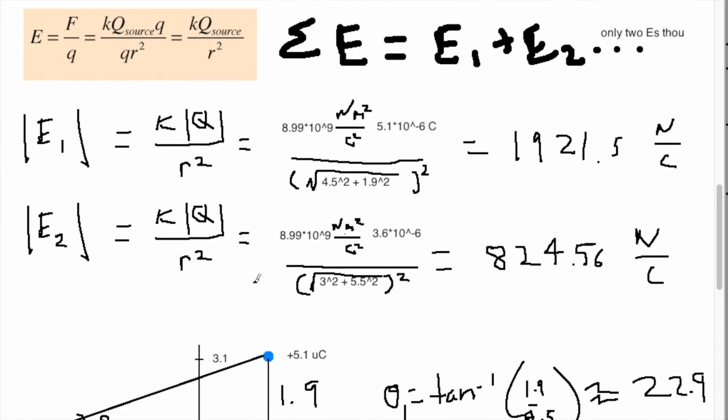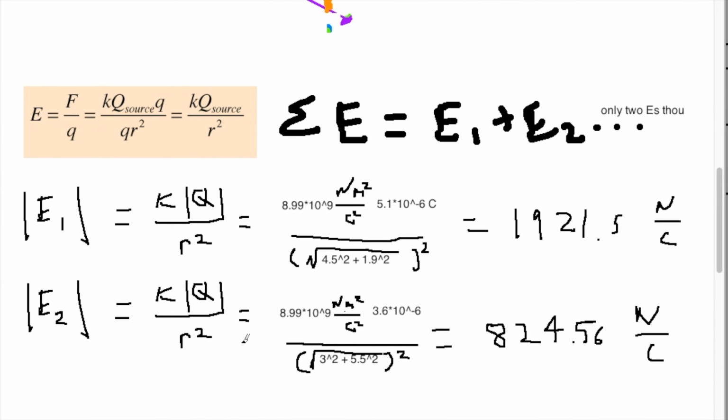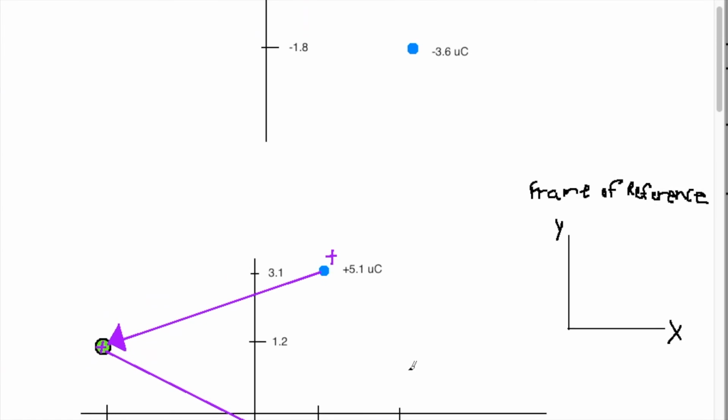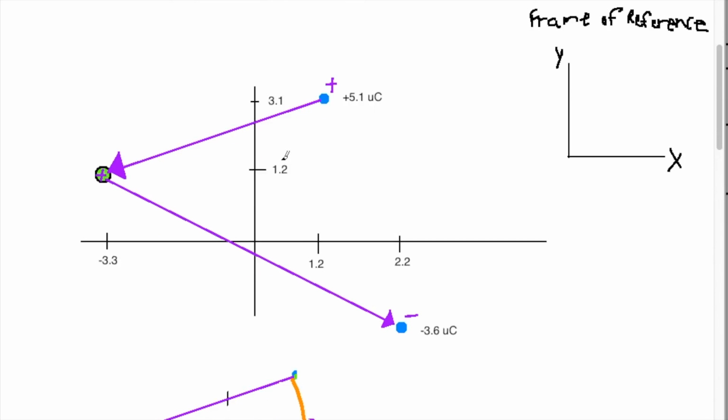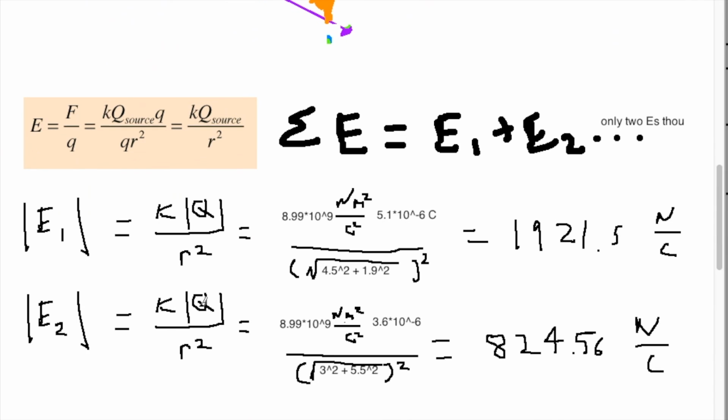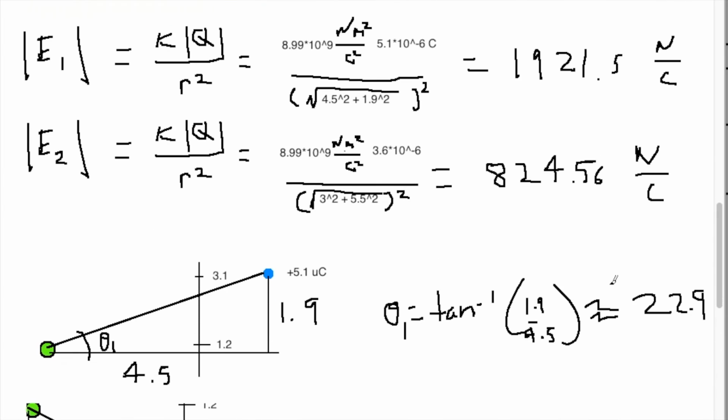Let's do the same thing for number 2, which is from this guy right here, from minus 3.6 microcoulombs to this field point. K, magnitude of q over r squared. We know k. We know the magnitude of q, the absolute value. We know r squared by similar logic. And then we get this. So now let's talk about direction.